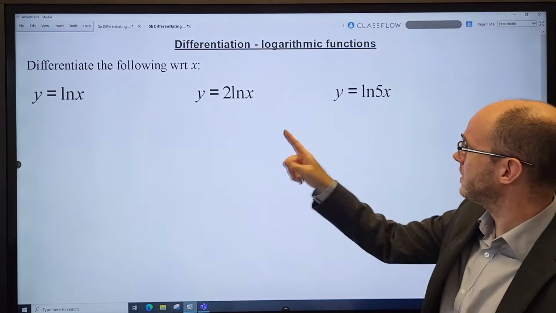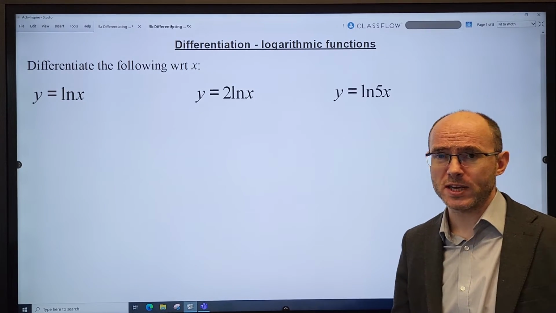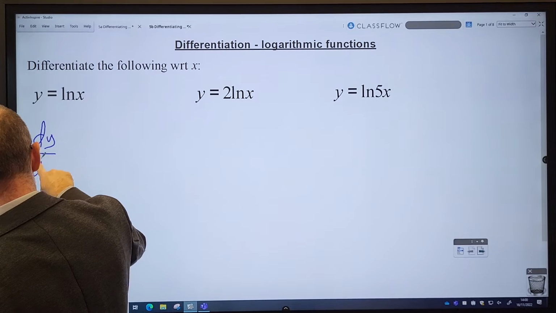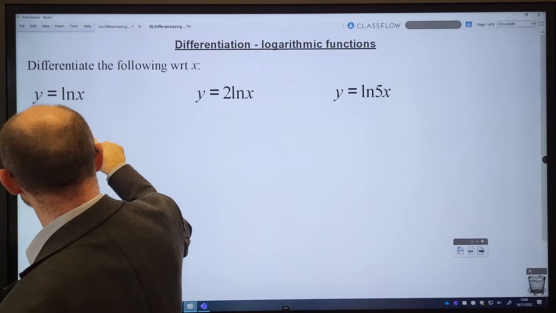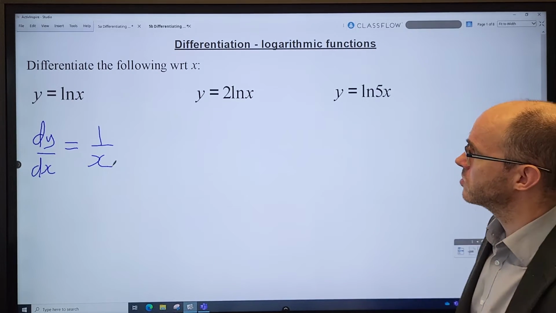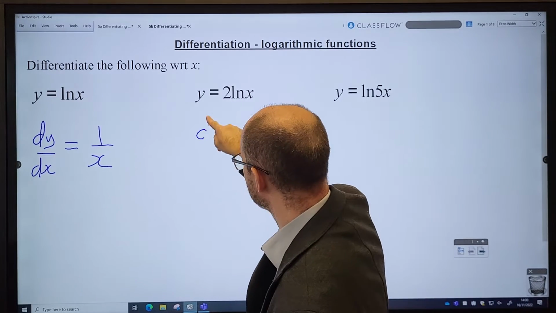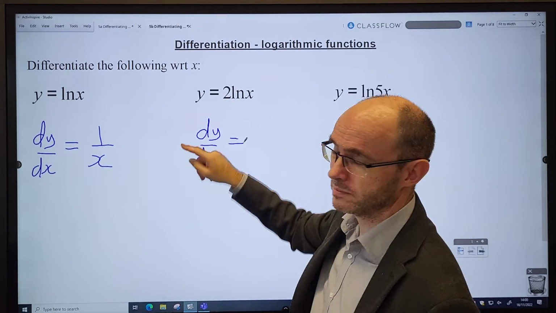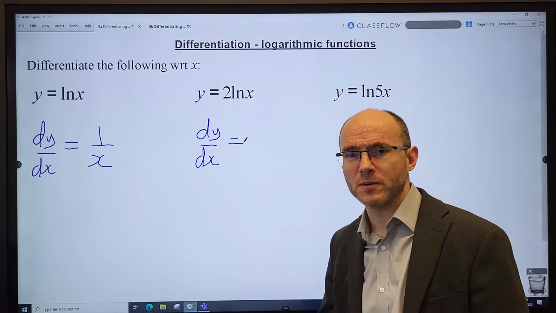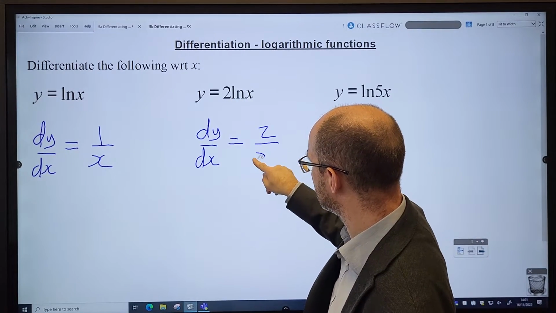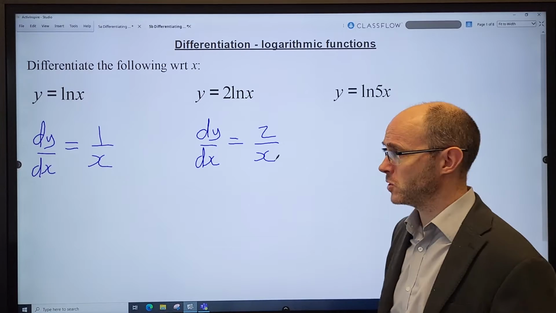So, 3 expressions, differentiate each of these. So the first one should be simple. As I've just said, when you differentiate natural log of x, you get 1 over x. That's it, that's the result you need to remember. What about this one? Well, of course, the way differentiation works is if you just multiply it by a constant value, like 2, you just multiply the derivative by 2. That's 2 over x, 2 times 1 over x.